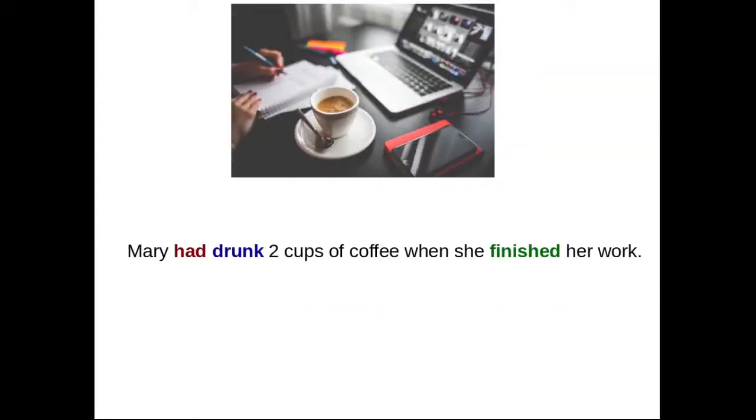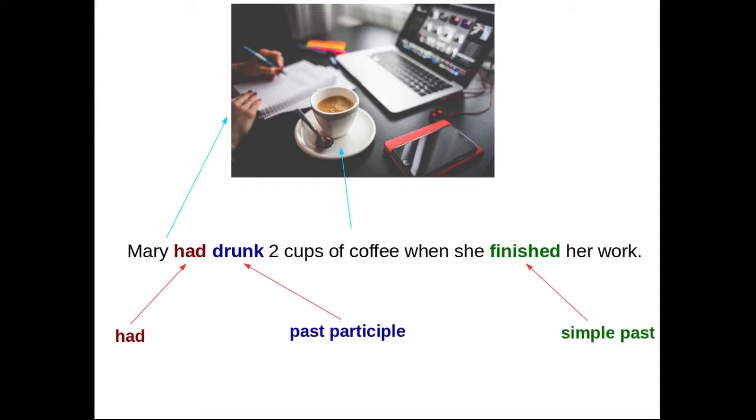Another example. Mary had drunk 2 cups of coffee when she finished her work. For the past perfect, we need had. The present perfect, we use have, but for the past perfect, we need had. Mary had drunk. Then we need a past participle. And then for the second action, we need the simple past. When she finished her work.